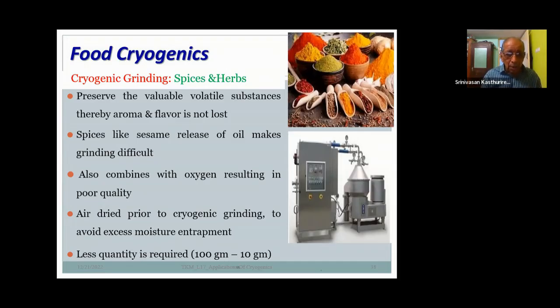Spices like sesame release some oils and make it difficult to grind. It combines with oxygen in some cases, giving poor quality. The material is air dried prior to cryogenic cooling to avoid excess moisture entrapment. Only a small quantity is required, namely 100 grams to 10 grams, for special materials.